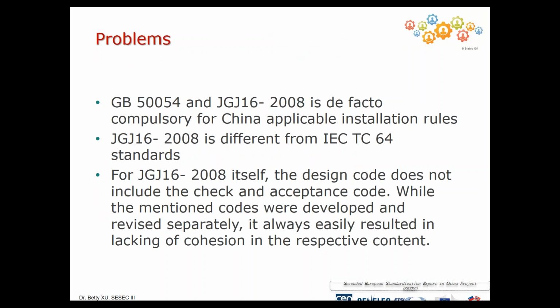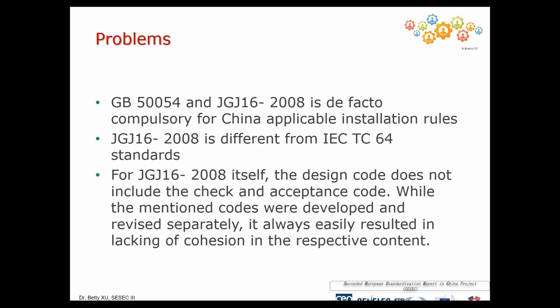So the problems. GB 50054 and JGJ16-2008 are de facto compulsory, and different from the IEC TC64 standards. So it means that because our European industries mainly produce products based on the IEC standards, there could be some technical barrier here.